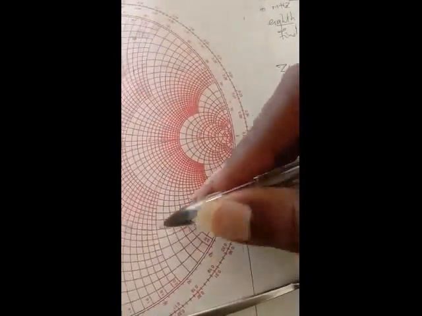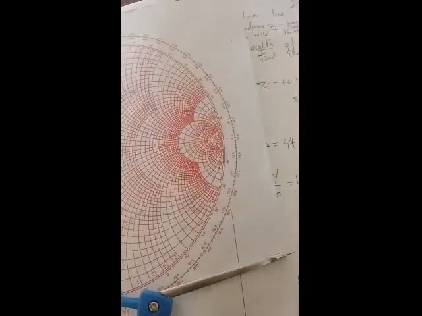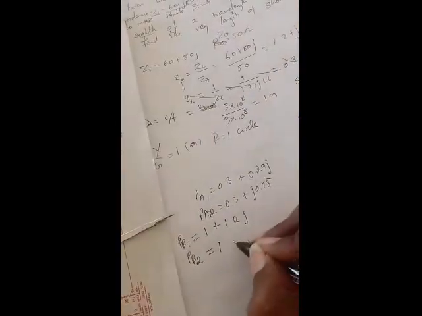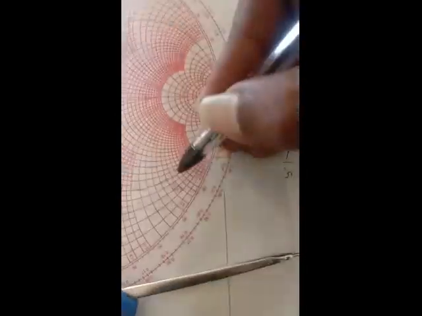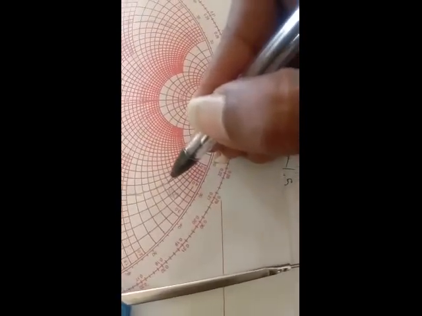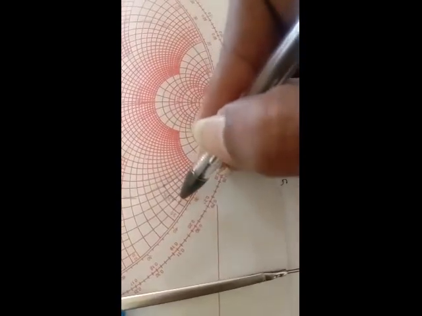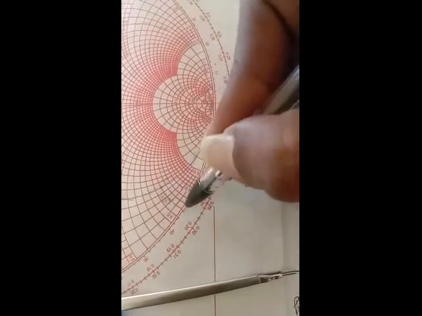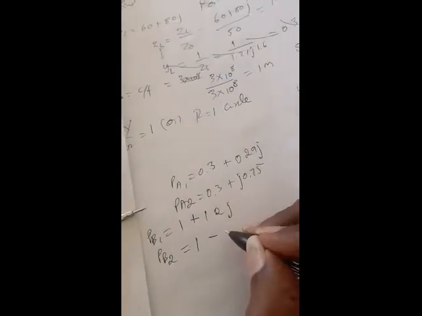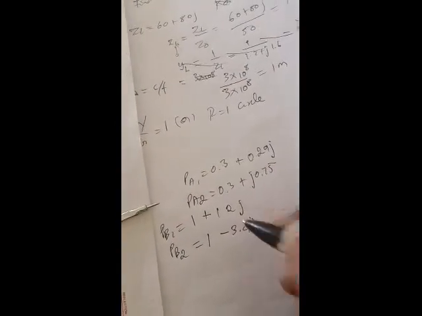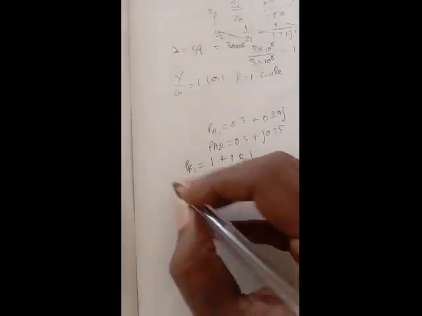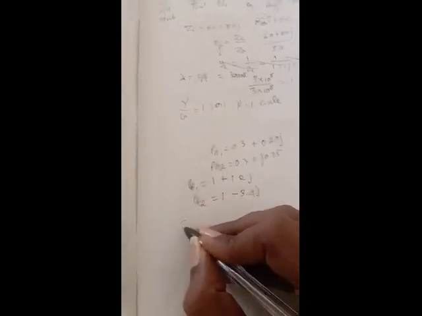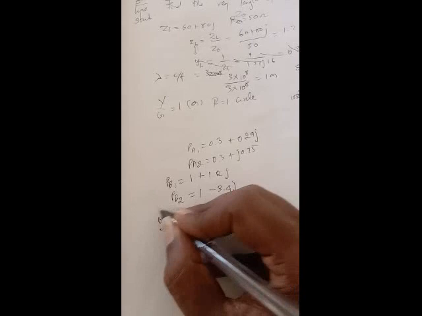Then PB2 is equal to what? The point is here, PB2. It is on the R equal to 1 circle, so you get a real value of 1. Then it is minus, and you look at this one. Where is it going? It is coming here. This is 3, this is 4, so I think it is coming around 3.4. Okay, so minus 3.4J. Now do you understand clearly? Next step, you have to go for finding the YSA of 1.